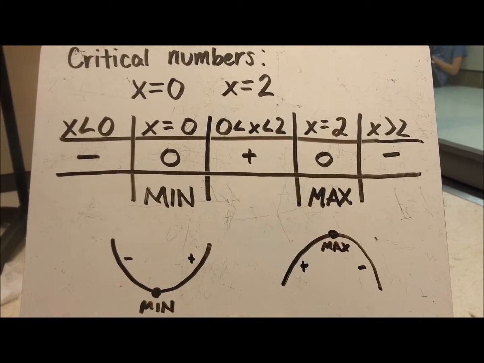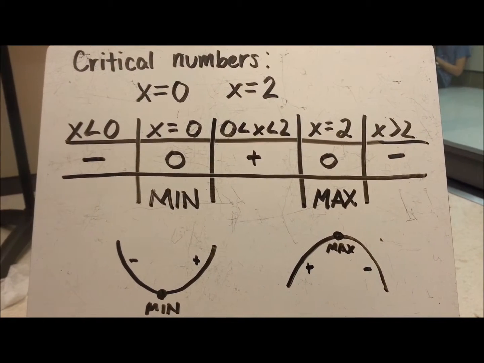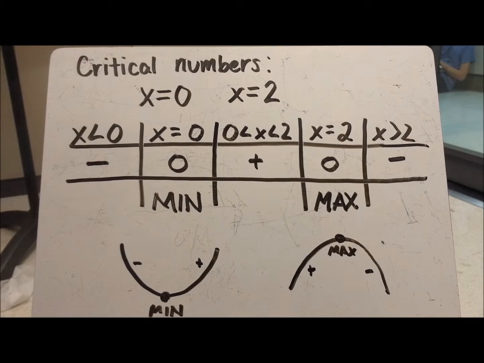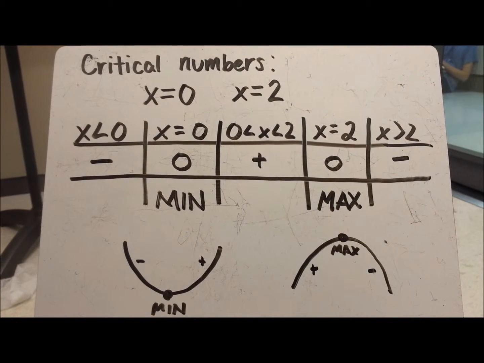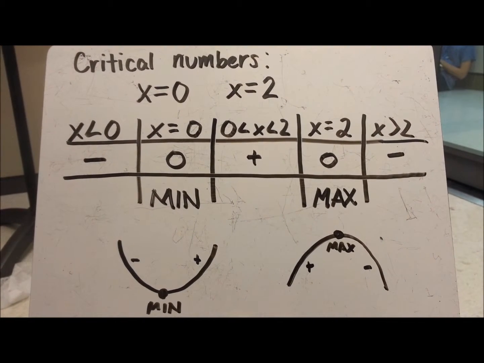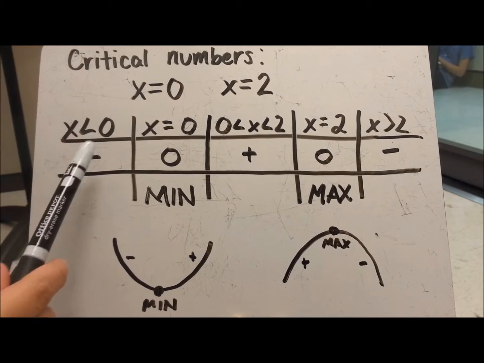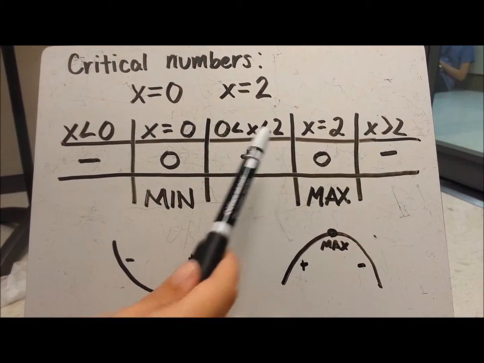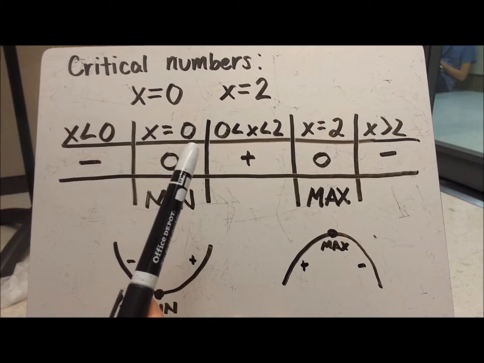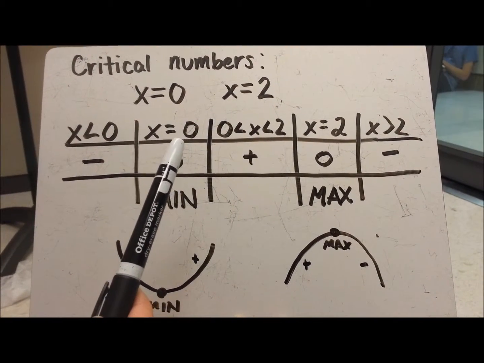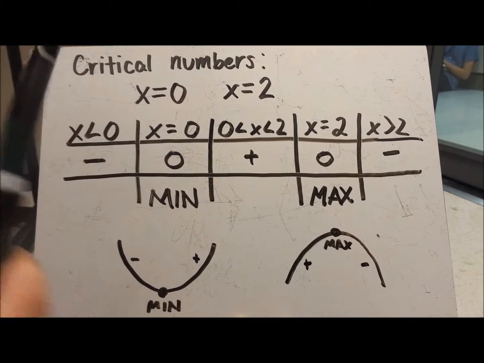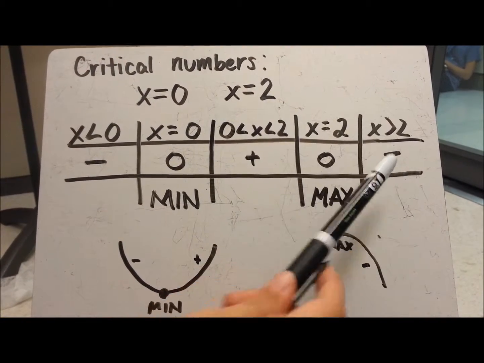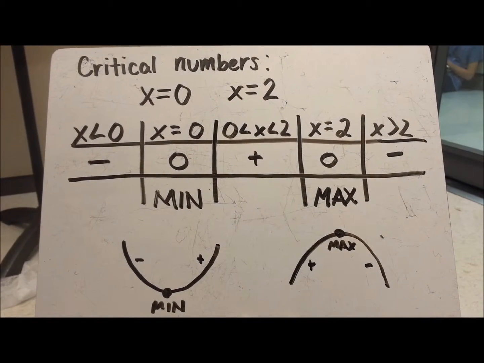For the first derivative sign chart, if your critical numbers are x equals 0 and x equals 2, you can just pick a number that is smaller than 0 and plug that into the first derivative. Whatever the sign is, you just put that here, and then you can pick a number from 0 to 2 and plug that into the first derivative, and whatever the sign is, you can put that here, and you do the same thing with a number greater than 2.